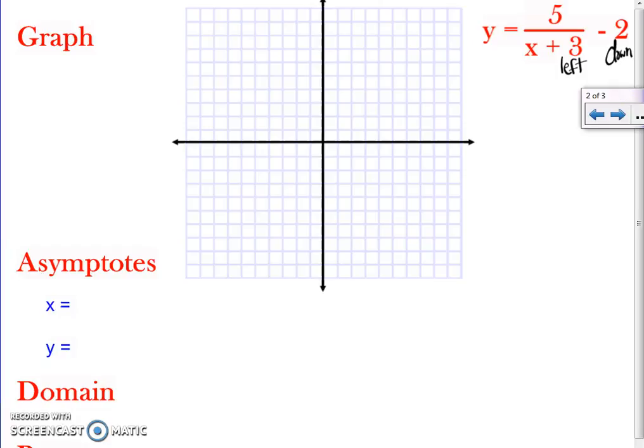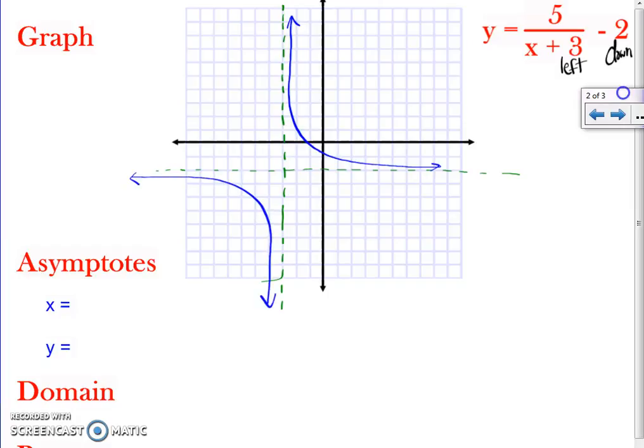All right, so we're going to move the asymptotes first. The asymptotes start on the axes, but they are going to move left 3. So now your asymptote is here. And down 2, to right there. Now remember, the curves are going to hug up close to those asymptotes, but they'll never touch them. So there's 1, there's 2. You're done with your graph.